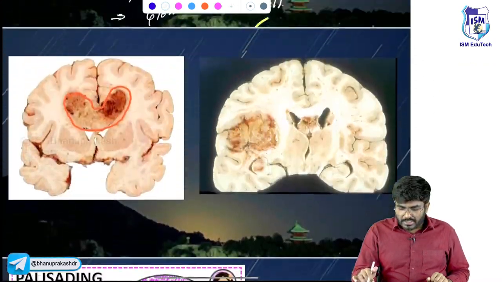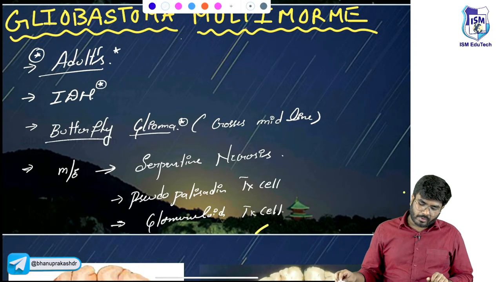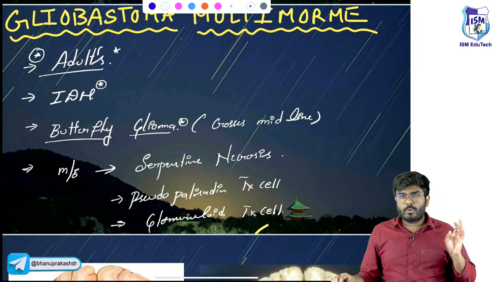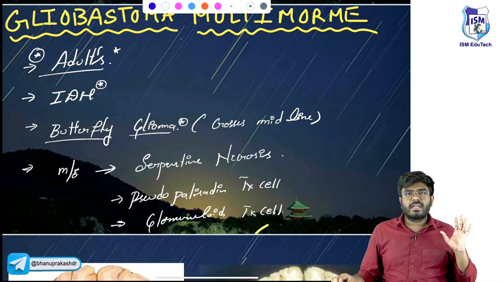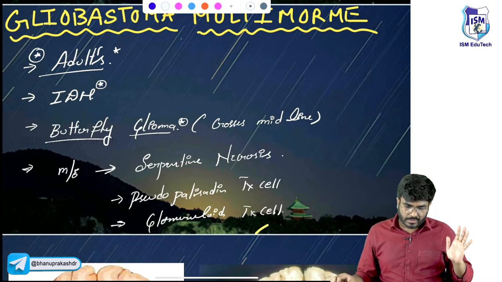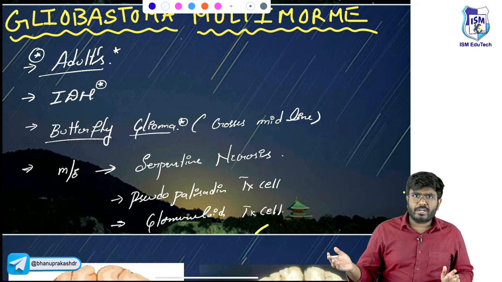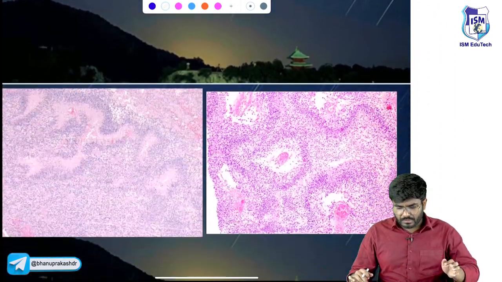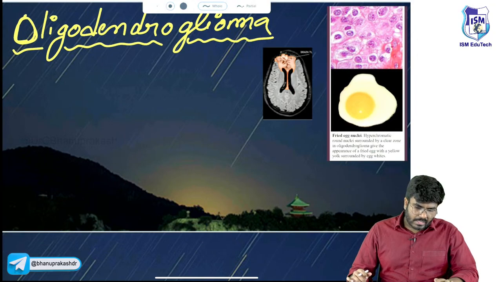So what are the three important histological features seen in glioblastoma multiforme? Serpentine necrosis, pseudopalisading arrangement of the tumor cells, and glomeruloid tumor cells. Seen in adults, IDH gene mutation. IDH for isocitrate dehydrogenase gene mutation. Okay, next, after this, let's discuss oligodendroglioma.